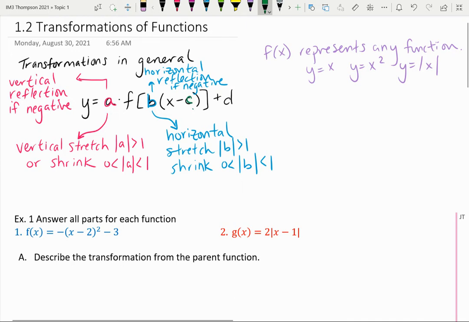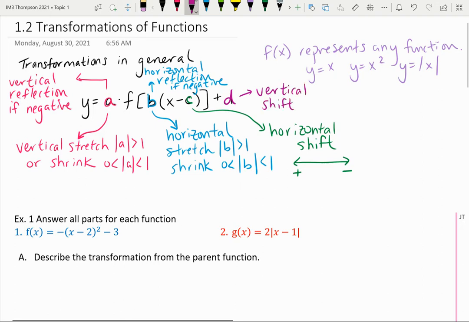The C, just like before, causes a horizontal shift. And the positive number actually moves to the left and the negative number actually moves to the right. And whatever I add and subtract outside the argument causes a vertical shift. A positive number moves up and a negative number moves down.